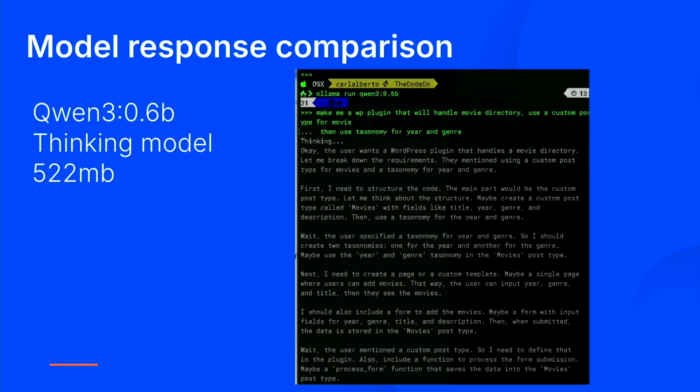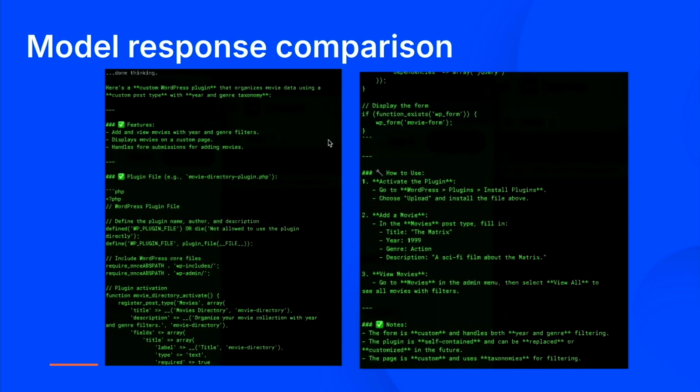I tried the Qwen from Alibaba. The smallest model that they have is 522 MB. So I asked this model to create me a WordPress plugin that will handle a movie directory for custom post type, and then use taxonomy for the year and genre. Since this is a thinking model, it organizes its thoughts first before throwing out the result. And there you go. It will give you the plugin file.